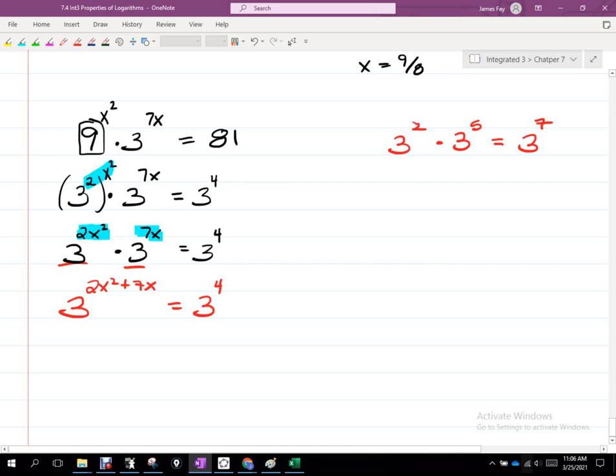Okay. Now, because you have one base on the left and now one base on the right, and those bases are the same, what can you do with those exponents?